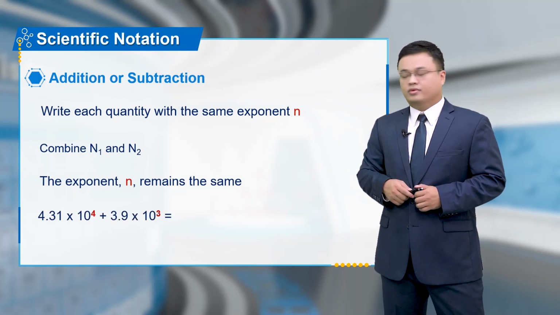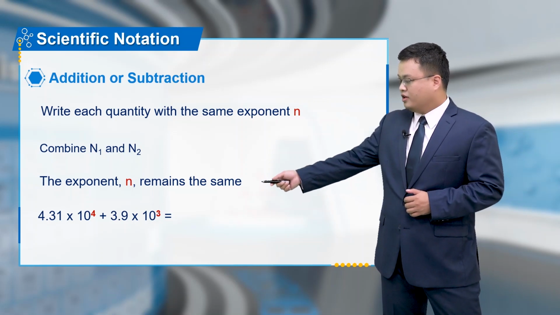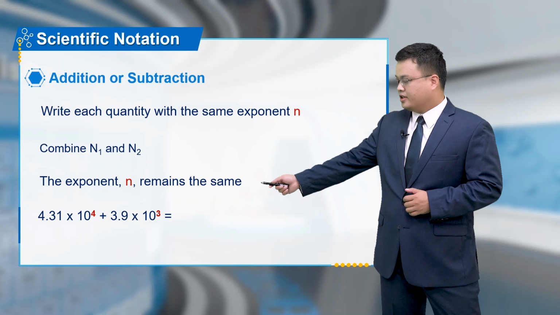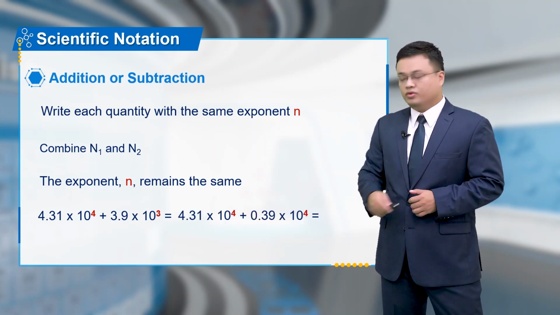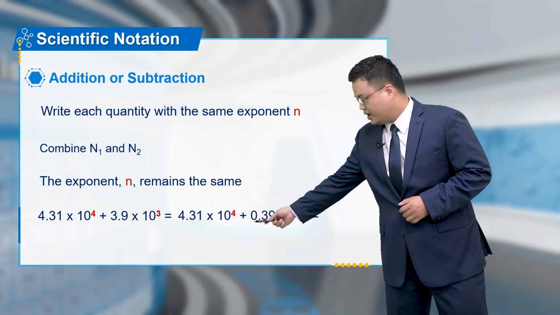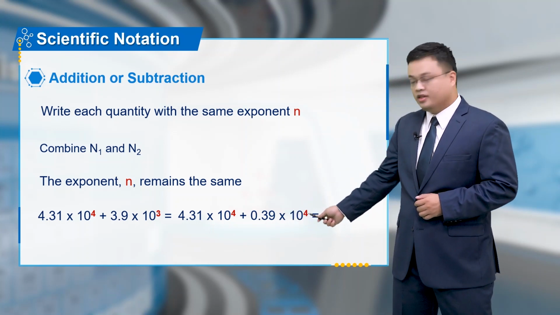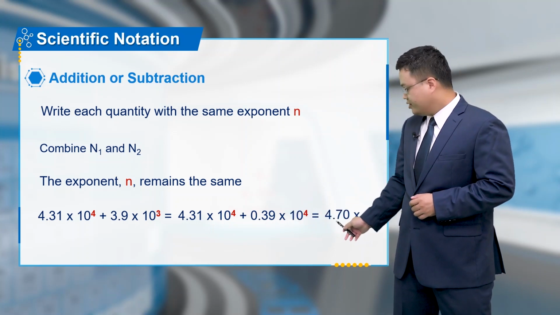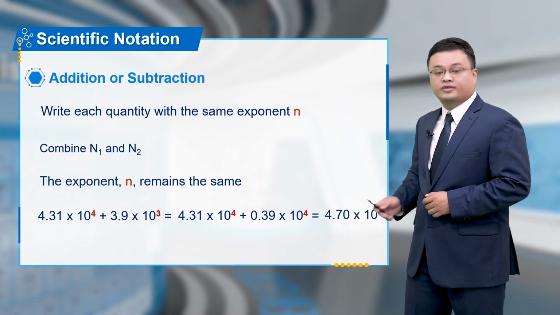Let's say an example. 4.31 times 10 to the power of 4 minus 3.9 times 10 to the power of 3 equals 4.31 times 10 to the power of 4, still, plus 0.39 times 10 to the power of 4. And therefore, the answer is 4.70 times 10 to the power of 4.